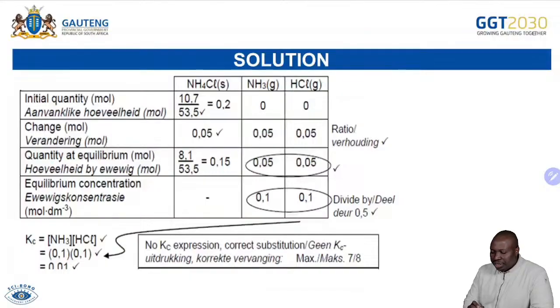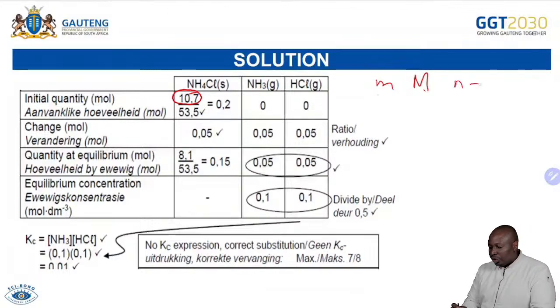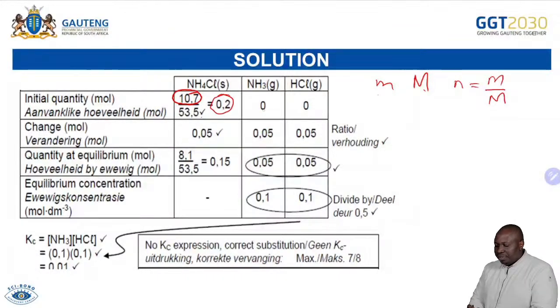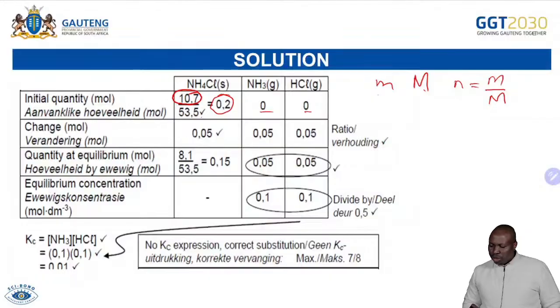So definitely you will take the mass that was given initially, which was 10,7, and then you will divide it by the molar mass. So always when you see mass, you think about molar mass. Small m, you think about big M, because you know that number of moles is mass over molar mass. And then you are able to say 10,7 divided by 53,5, which means the initial number of moles is 0,2 for the reactant, but the products were not there initially, hence we have 0 and 0. And then if you check, the change always is in accordance to the ratio.